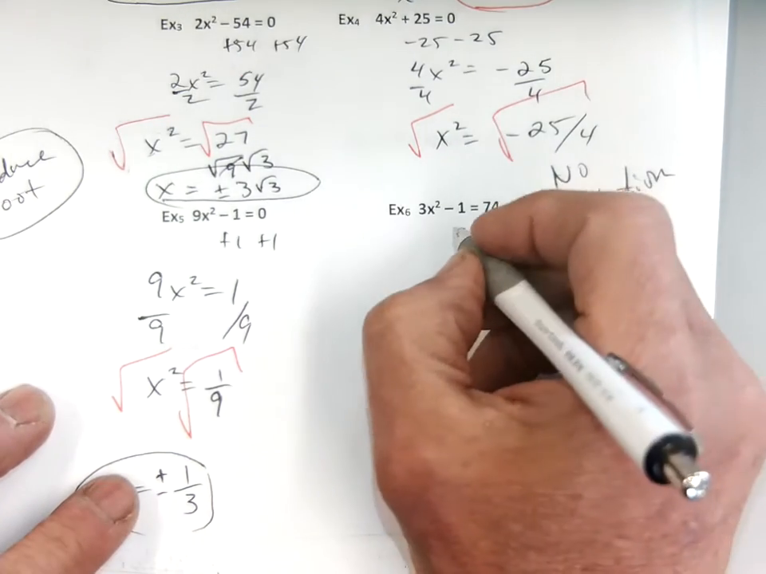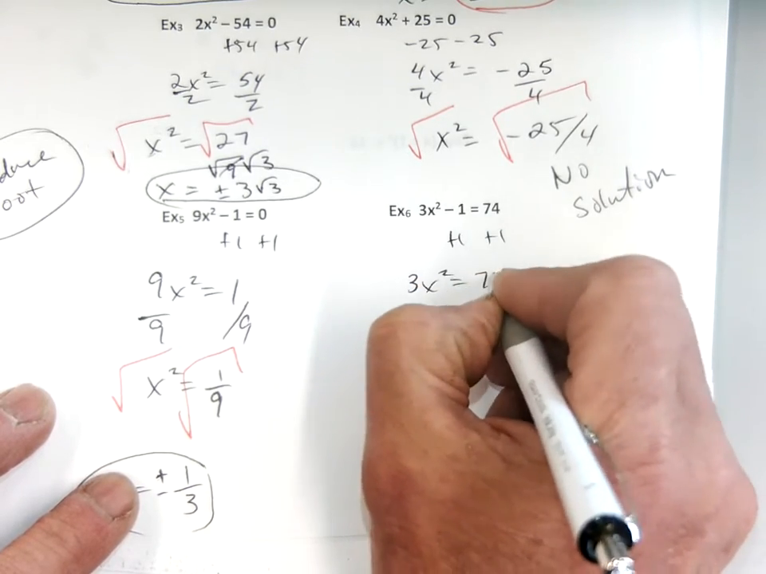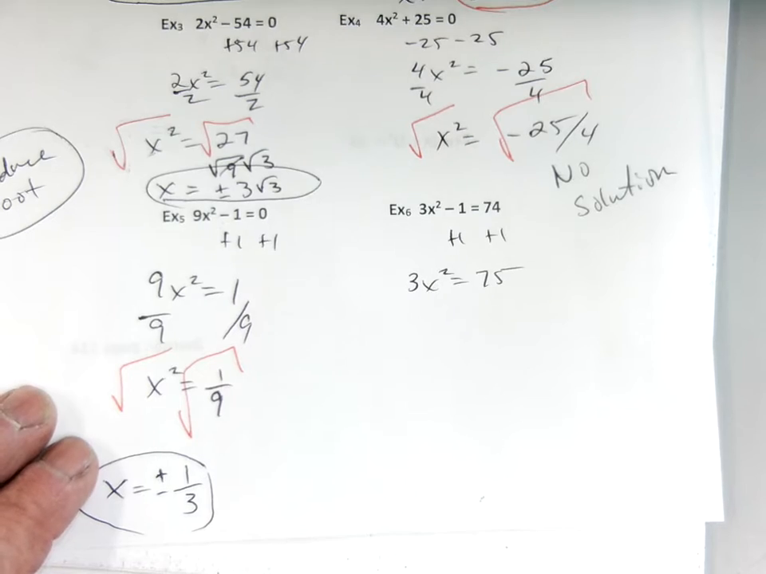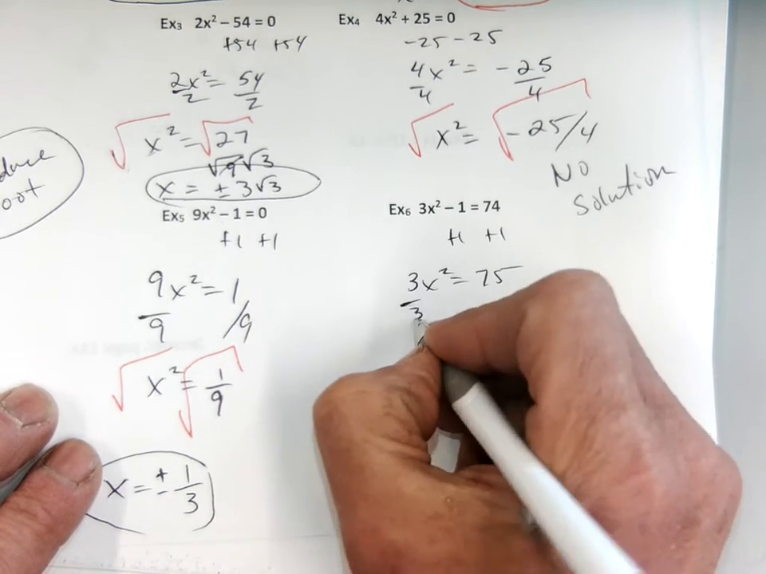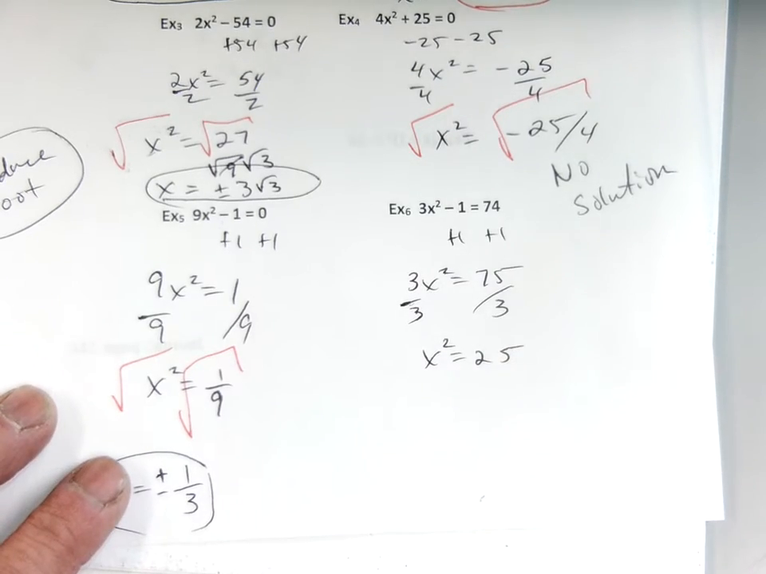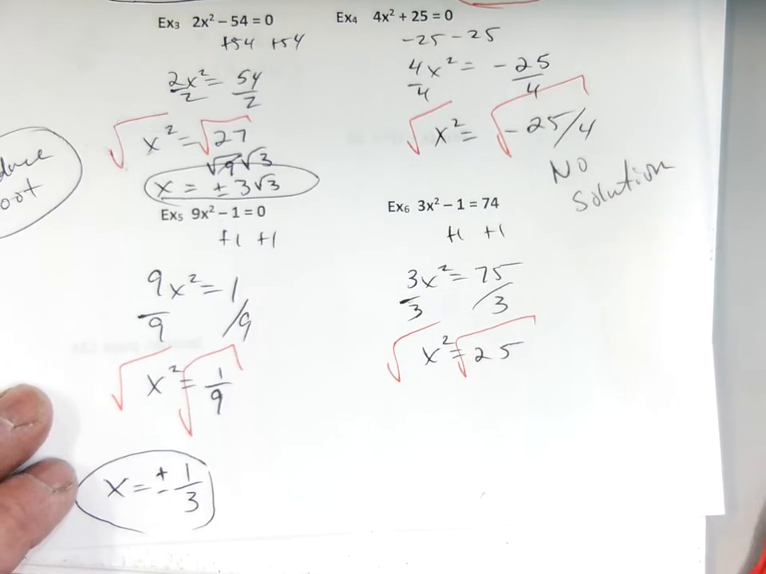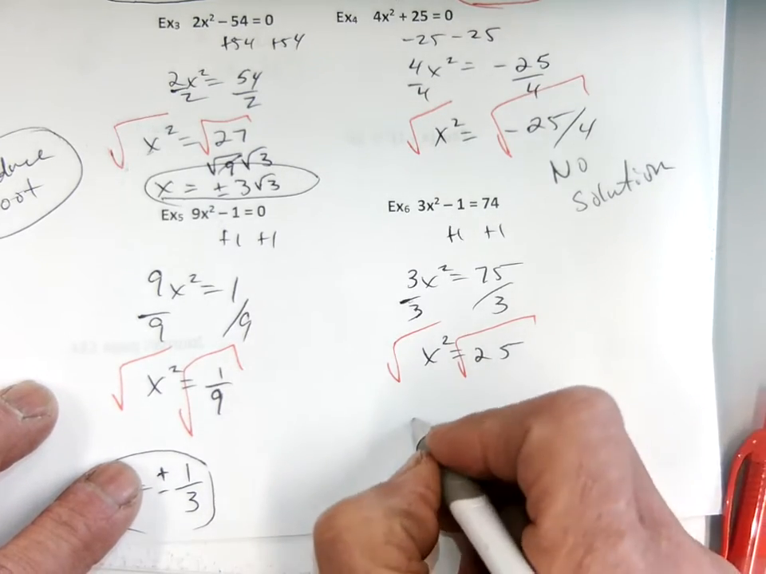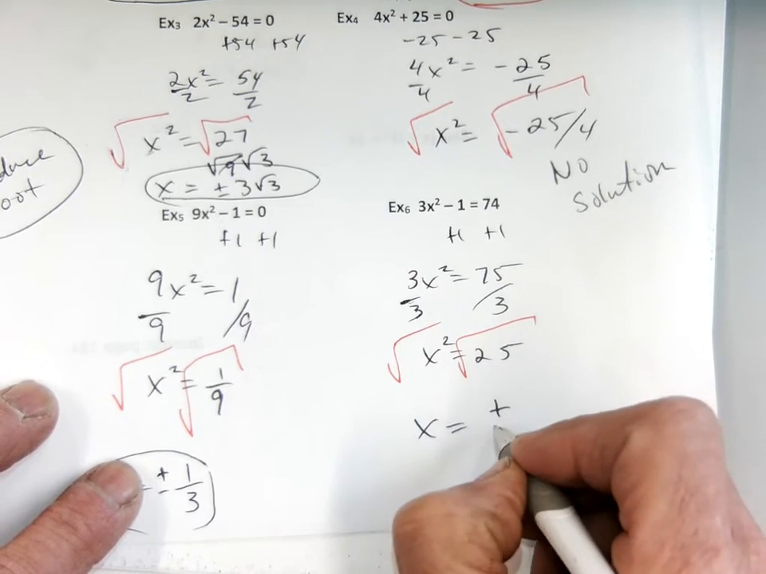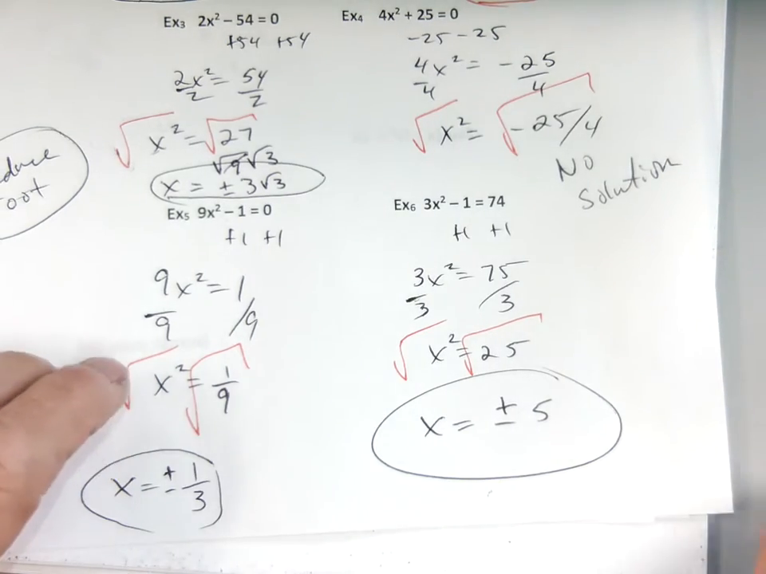Example 6. Okay, so let's go plus 1. 3x squared equals 75, right? That makes sense. Divide by 3, x squared equals 25, right? Oh, this gets easy. Square root, yeah, it's exactly like the first question. How many answers? 2, so it's plus or minus 5. Totally right, Scott. Plus or minus 5. I think this is easier than what we've been doing. You guys agree with that?